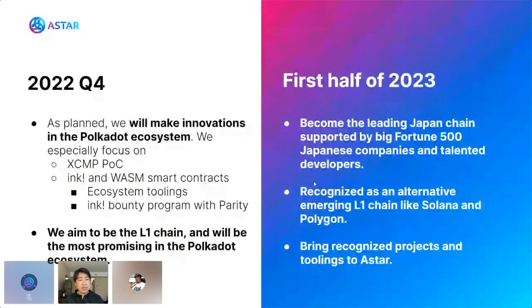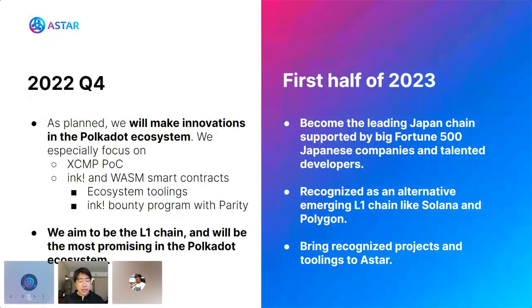So in quarter four, we plan to make innovative use cases in the Polkadot ecosystem. The problem right now is that smart contract parachains are leading the ecosystem, either Astar or Moonbeam. But the problem is that 100% of dApps on Moonbeam and Astar are EVM copy-and-paste projects. So we have to make something very unique, which only Polkadot can realize. So we're gonna focus on XCMP, the cross-chain messaging protocol, and also Ink and WebAssembly smart contracts. Ink is a smart contract language made by Parity for WebAssembly smart contracts.